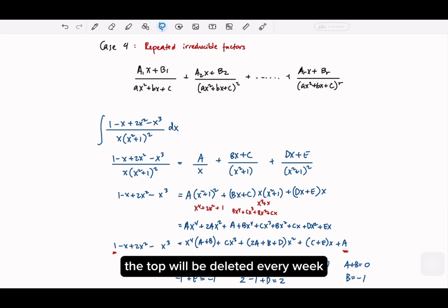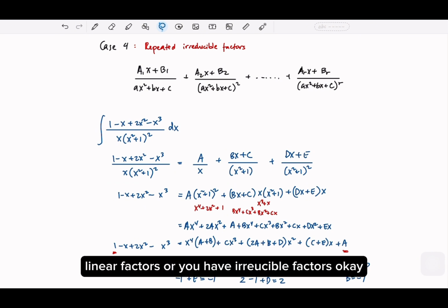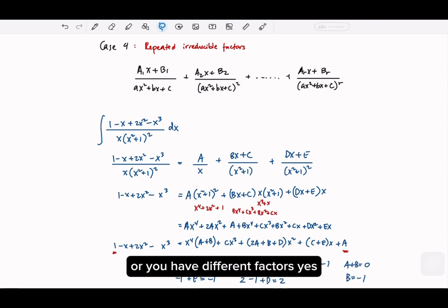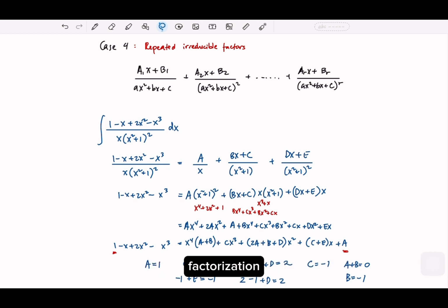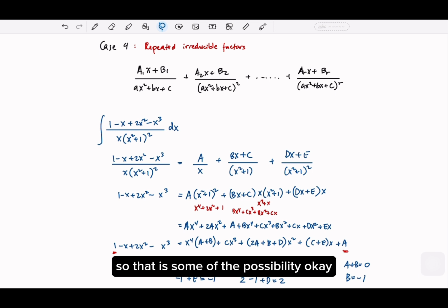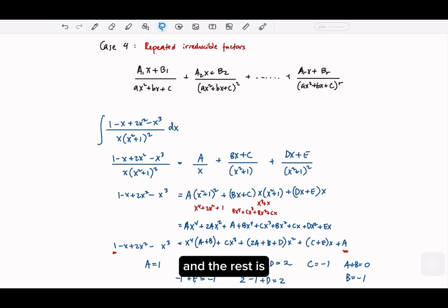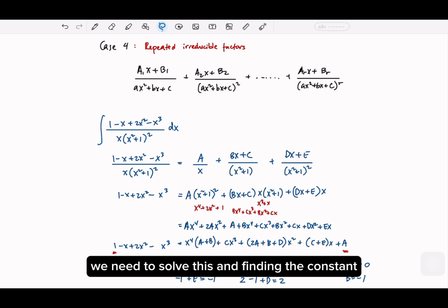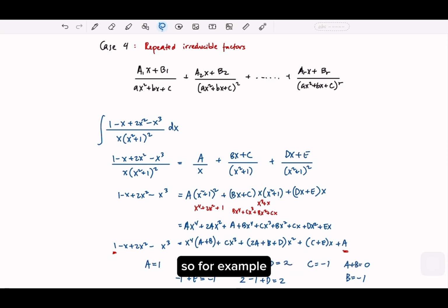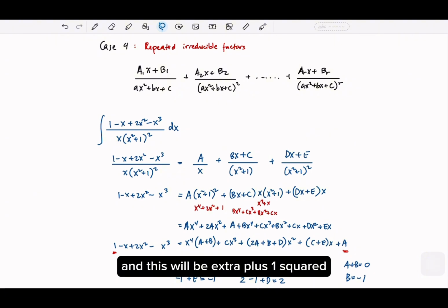And how about the top? The top will be the linear equation. Okay? So I hope you get how to identify all the components. You have linear factors or you have irreducible factors, or you have different factors. You can think of it just like a regular factorization. So that is some of the possibilities. And the rest is we need to solve this and find the constants. So for example, this one here, I've already done this for you. So we take, for example, a, and this will be x squared plus 1 squared.